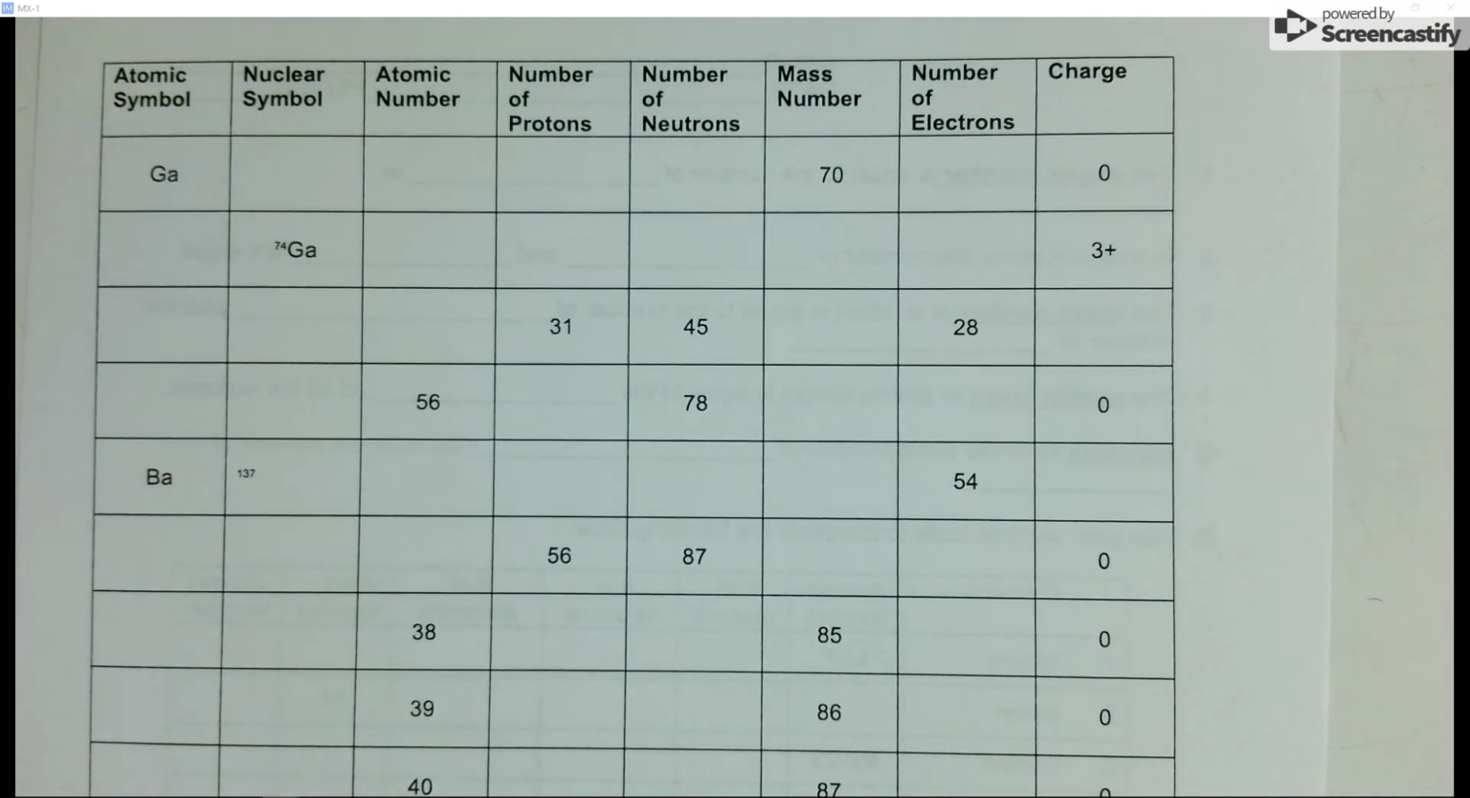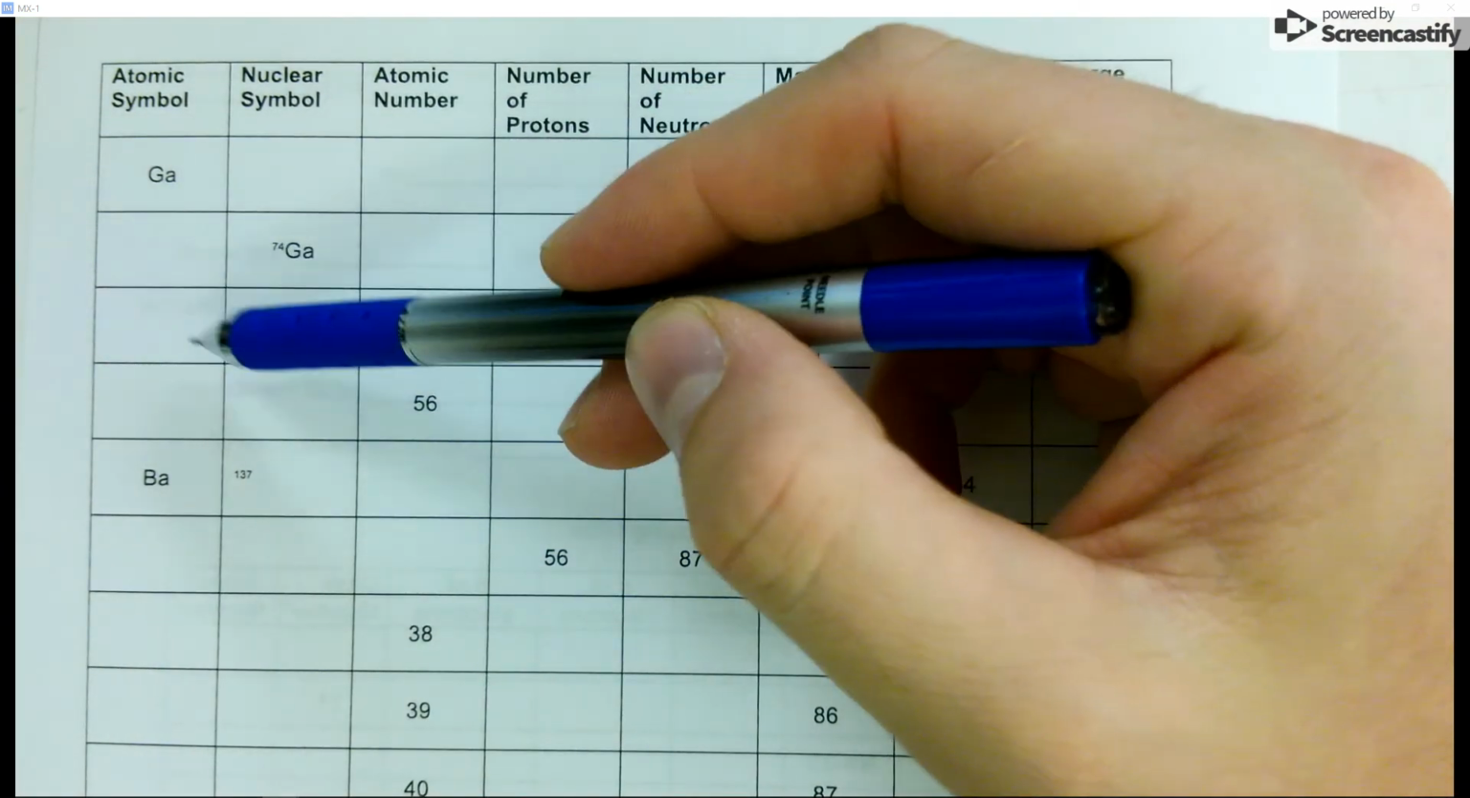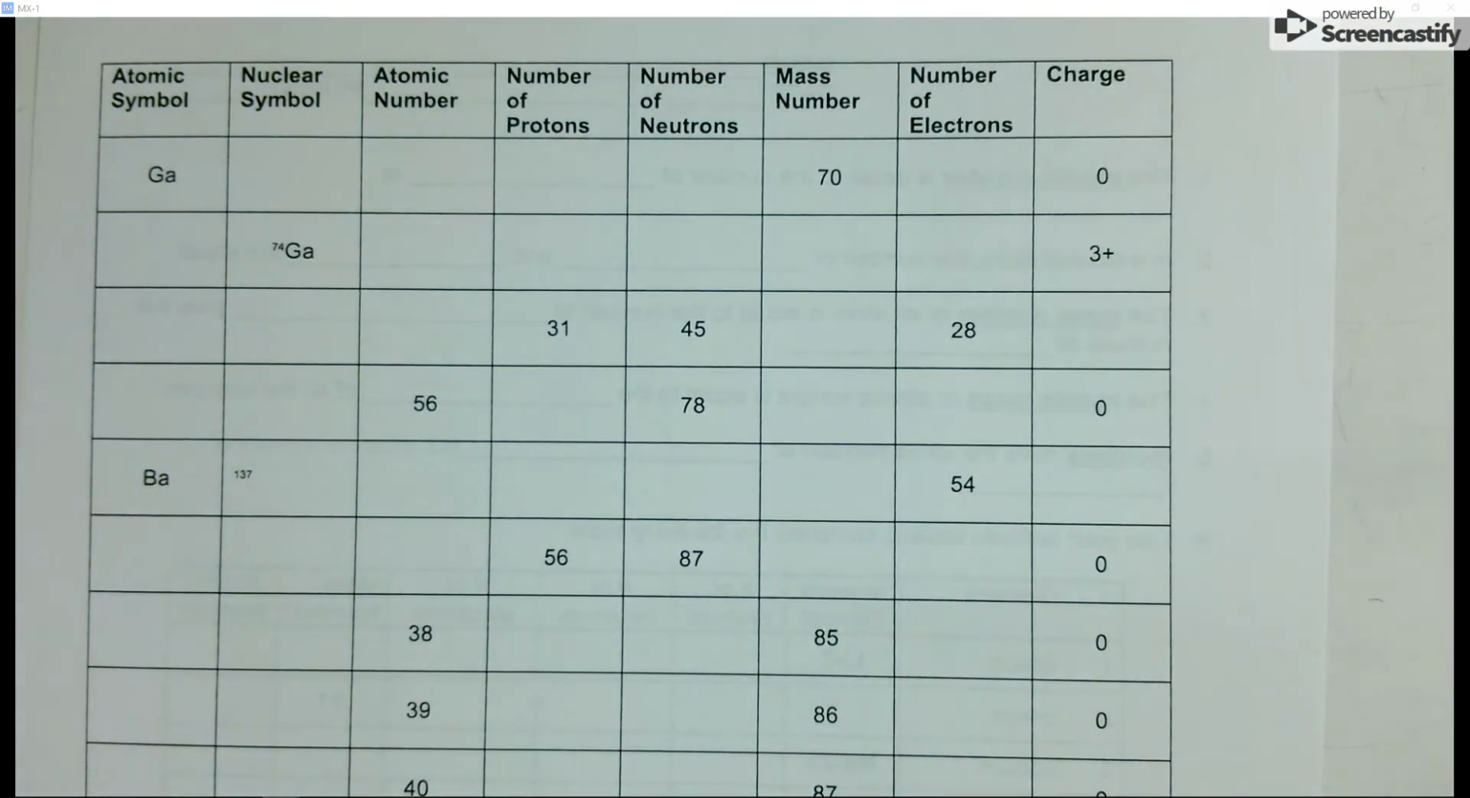Hey everybody, Mr. Plantt here, and today we are going to be reviewing how to use these atom identification techniques to figure out things like number of protons, number of neutrons, mass number, number of electrons, all of that information. So in class we went over these first three, so I'm going to go over them again real quick and give you a reference on how we find this information.